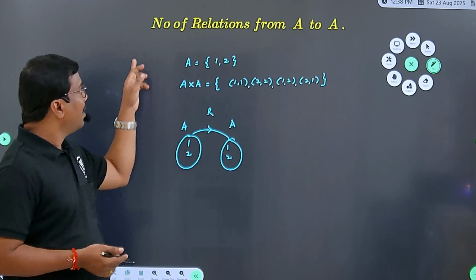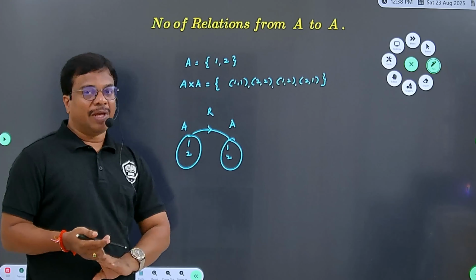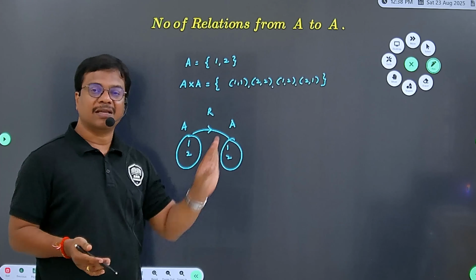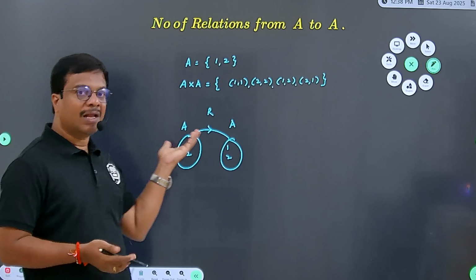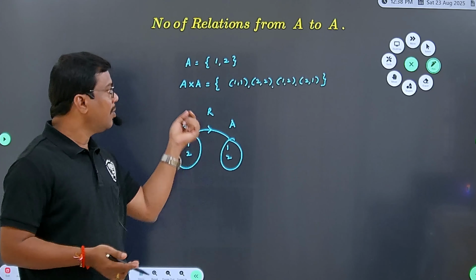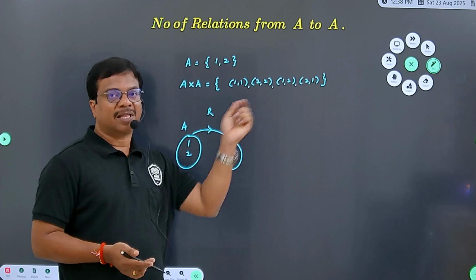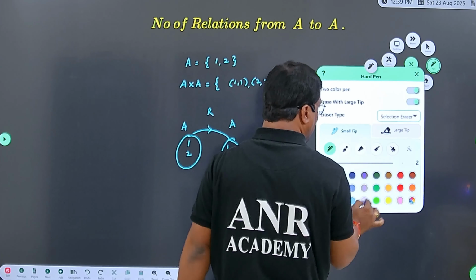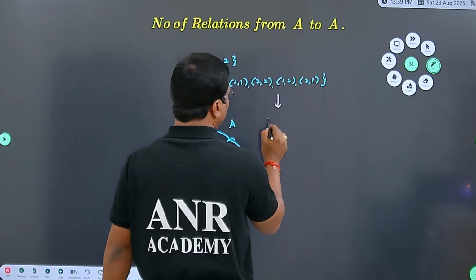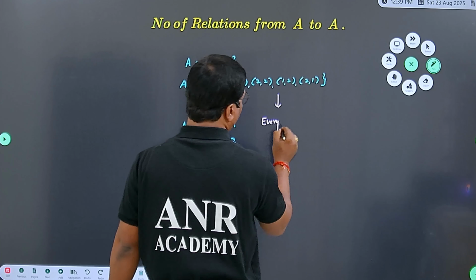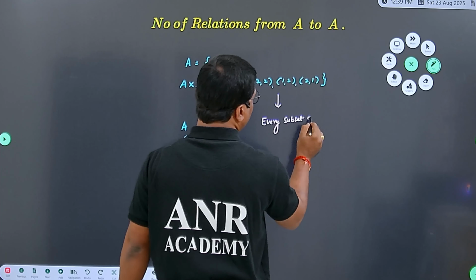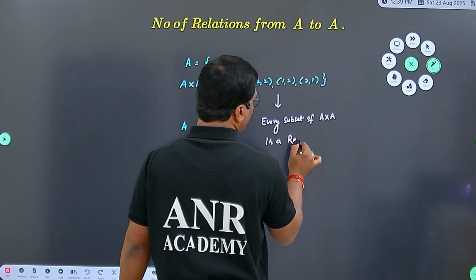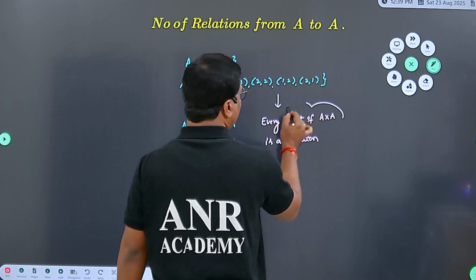Next, the number of relations from A to A. A relation is nothing but every subset of A cross A. There may be a null relation, or maybe only one element related to another element, different cases. So how can you define a relation? A relation is every subset of A cross A. You know the definition.